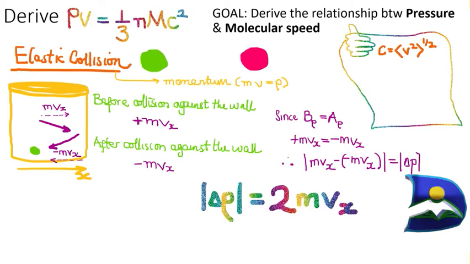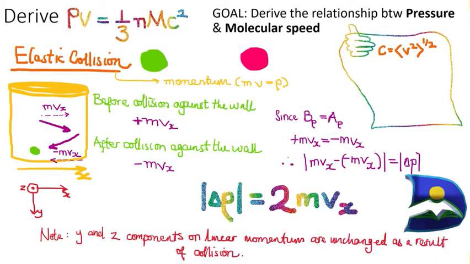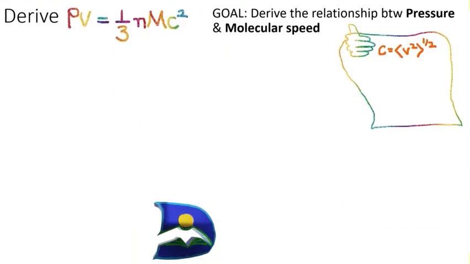Since we made this assumption for the momentum of just one particle or one molecule, we need to take note that the y and z components of the linear momentum are unchanged as a result of the collision. And this is going to be carried over, after determining momentum, to the time interval.